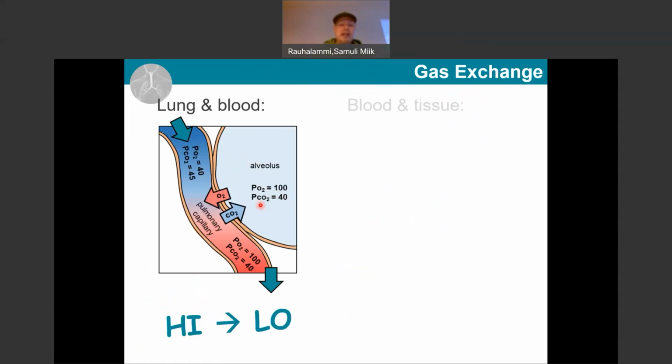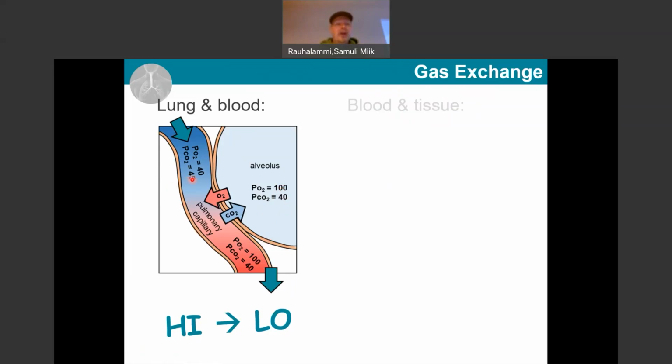So the air around us has a partial pressure of oxygen of about 100, whereas the blood returning from the systemic circulation has a partial pressure of oxygen of about 40. So you remember it was from areas of high concentration to areas of low concentration that this exchange happens. So from the alveoli to the pulmonary capillaries, oxygen moves in that direction until the concentration is the same on both sides. So the blood that leaves the pulmonary capillaries from the lungs now has a partial pressure of oxygen of 100, which is equal to what we see outside of our body.